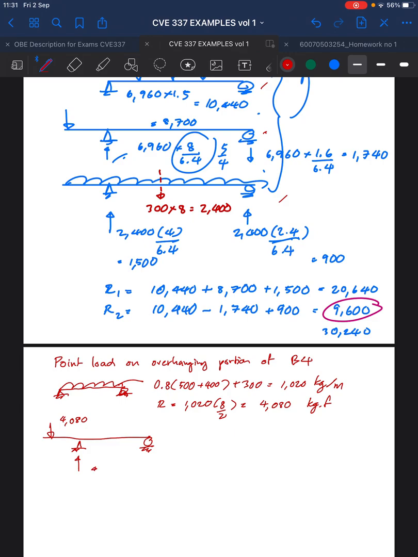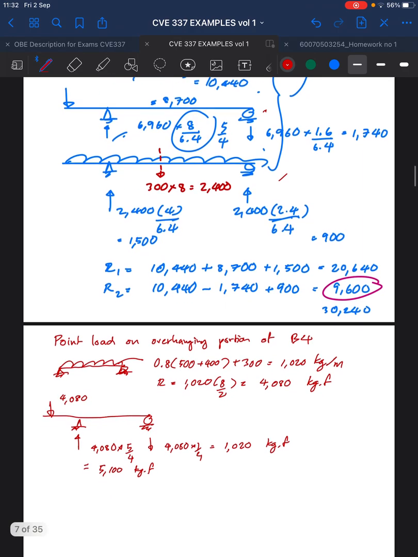Okay, so here instead of having the old load, we're going to change that into 4080, meaning that this reaction is just 4080 multiplied by 5/4, and that one has to be downward. 4080 multiplied by 1/4. Okay, and this is equal to 5100 kilogram force, and this guy is, hang on, is 1020 kilogram force.